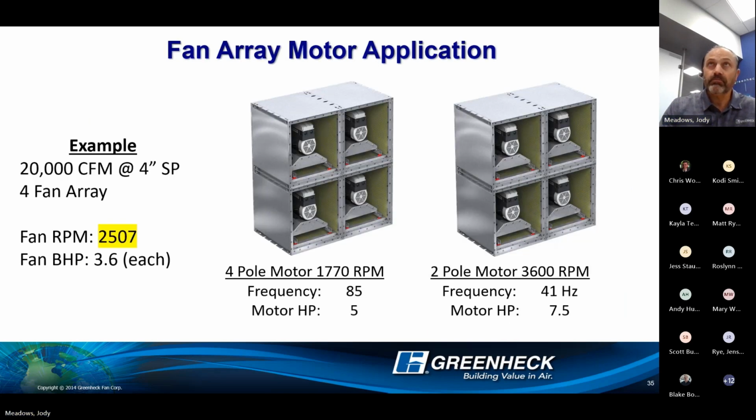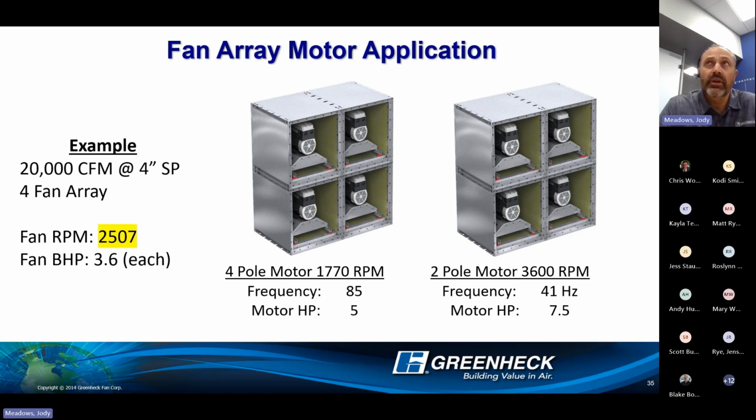All right, so again, as an example here, I've got a selection that's 20,000 CFM at 4 inches of static. It's a 4-fan array, and the design point puts the fans at 2,507 fan RPM, and the brake horsepower is 3.6 in each one of those fans. So within our CAPS program, you'll have 2 different selections that you can make. One will be with a 4-pole or 1,800 RPM motor, and in that scenario, we'd have to overspeed the motor, so run the motor at 85 hertz. Okay, and we can do that with a 5 horsepower motor.